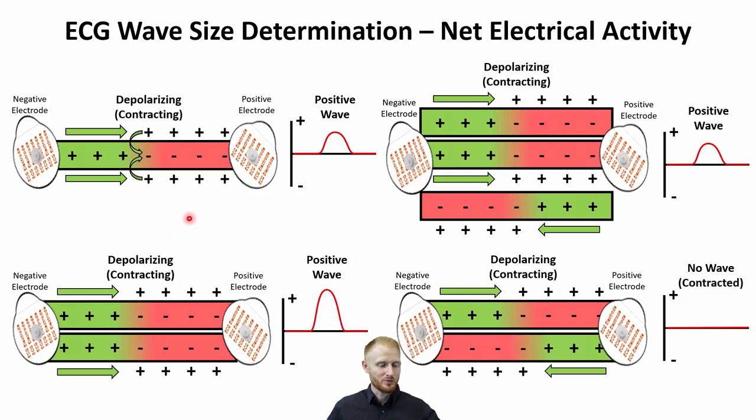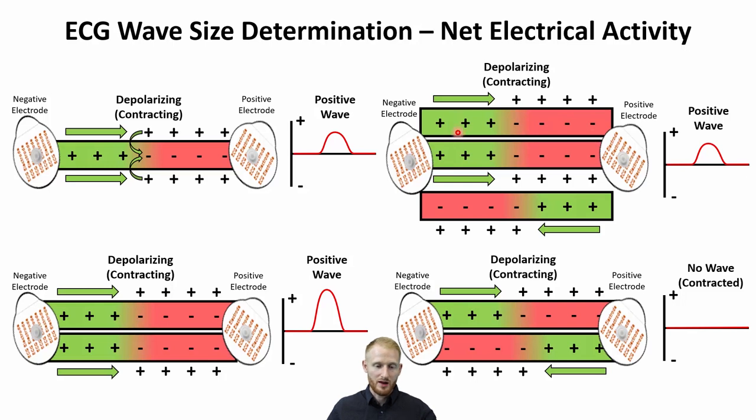So now what happens when we have, instead of one cardiac muscle cell, two cardiac muscle cells, both depolarizing, so both having a positive wave, and that positive wave is moving towards the positive electrode in both of those. Notice what happens to the wave on the ECG. They add together, right? So the wave on the ECG becomes bigger. And this is because what the ECG electrodes and what the ECG machine is actually seeing is going to be the net electrical activity. And you'll see more what I mean by that in a second. But in this situation, it's going to add together. So instead of having a small positive wave, we have a large positive wave.